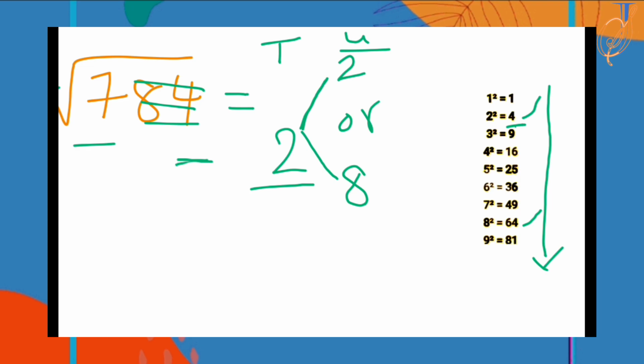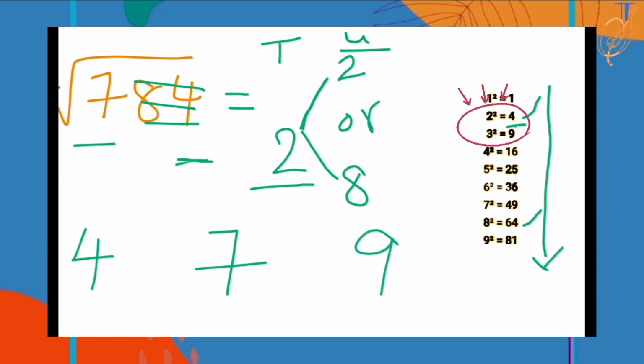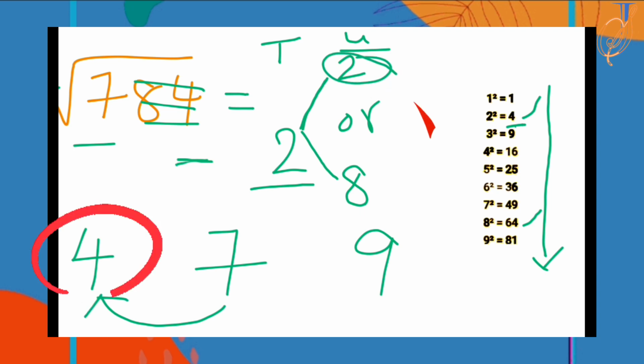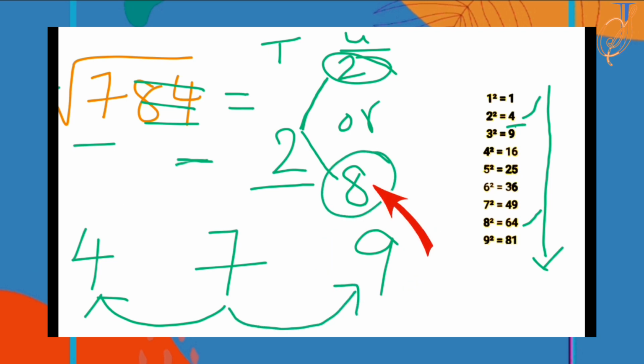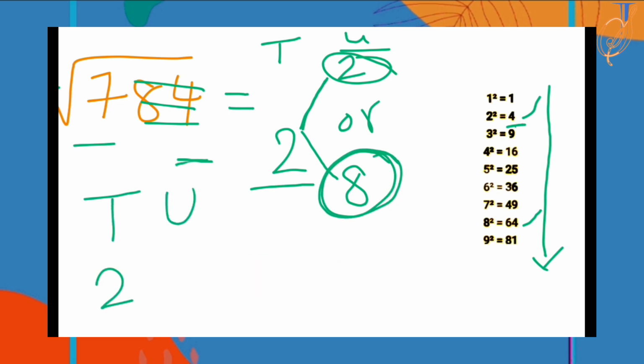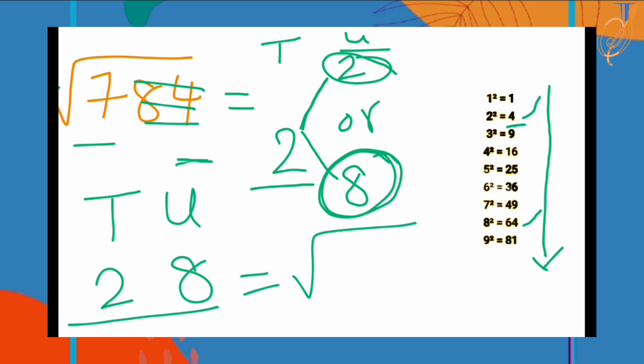Let's find out. To find the unit digit, you have to observe the number 7. The 7 lies in between the square numbers of 4 and 9. If the 7 is closest to the 4, that means closest to the smallest number, your unit digit will be the smallest number. If the 7 is closest to the biggest number, your unit digit will be the biggest number. So in this case, your 7 is closest to 9. So that's why your unit digit is 8. Tens digit is 2, unit digit is 8, and combining these two, the square root of 784 is 28.